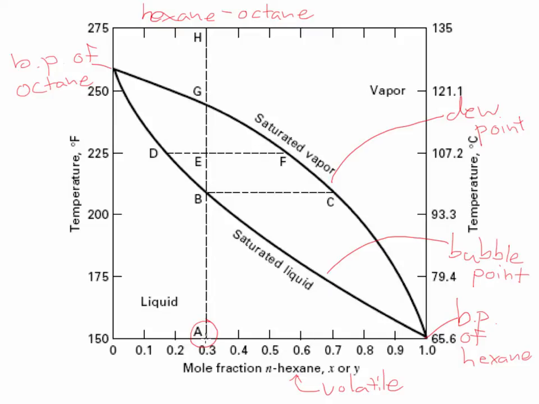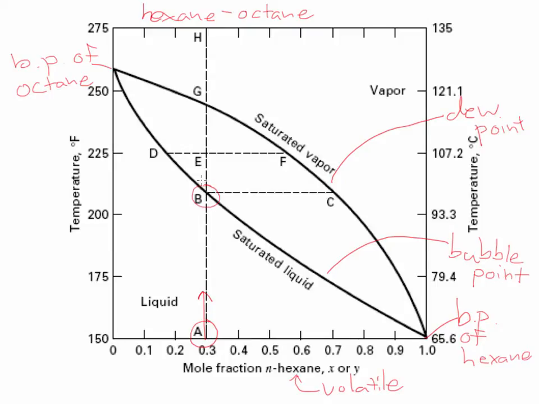As we raise the temperature of that system from this point A upward, we're in a pure liquid regime. Until we reach the saturated liquid curve, we're in a total liquid regime. There's no vapor present. We are not in vapor-liquid equilibrium. We achieve vapor-liquid equilibrium at the bubble point, which here is B.